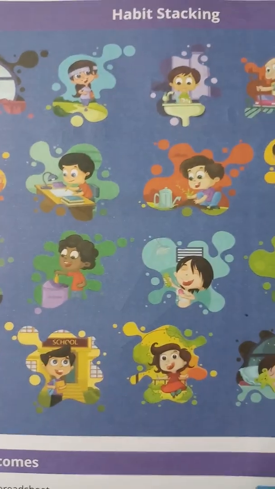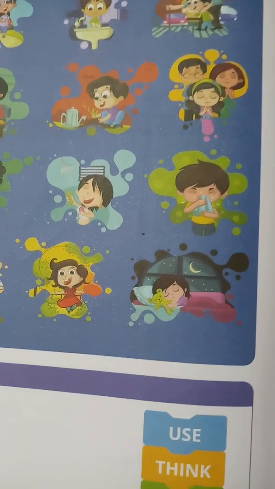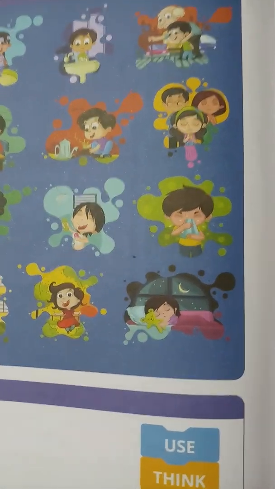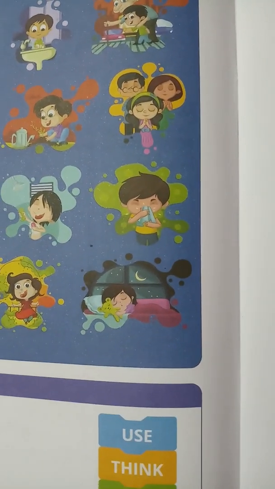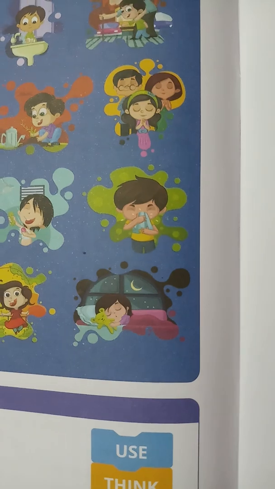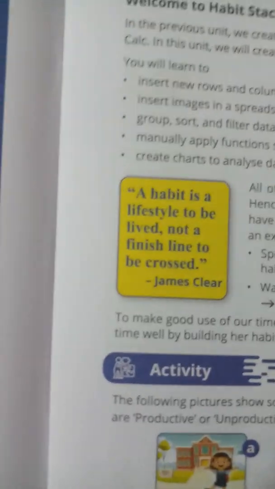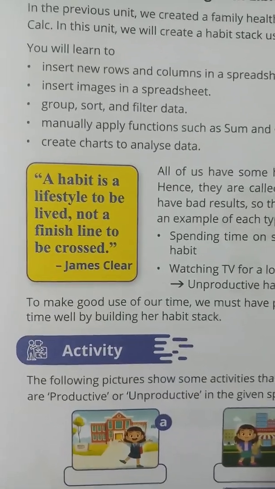Unit 2 is habit stacking. What is stacking? It means neatly arranged. Then what is habit stacking? Do you have any idea about habit stacking? It means one of the best ways to build a new habit is to identify a current habit.